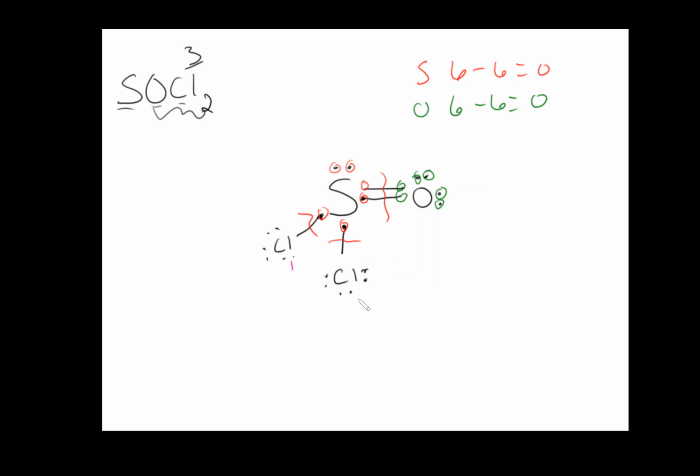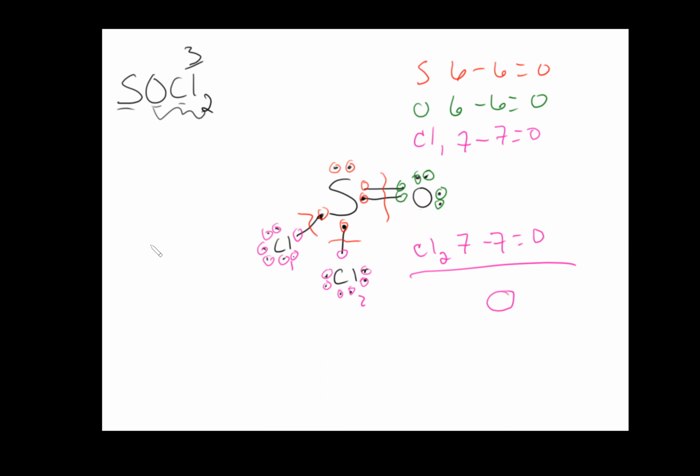And how about, let's try pink. Chlorine 1 and chlorine 2. So chlorine 1 brought 7 to the party, and it owns 7. And chlorine 2 brought 7 to the party, and it owns 7. So we have a wonderfully neutral molecule, which we expected because there was no charge on it. So I've checked octets, I've checked formal charges. The next question is, what about resonance structures? Go back to black.